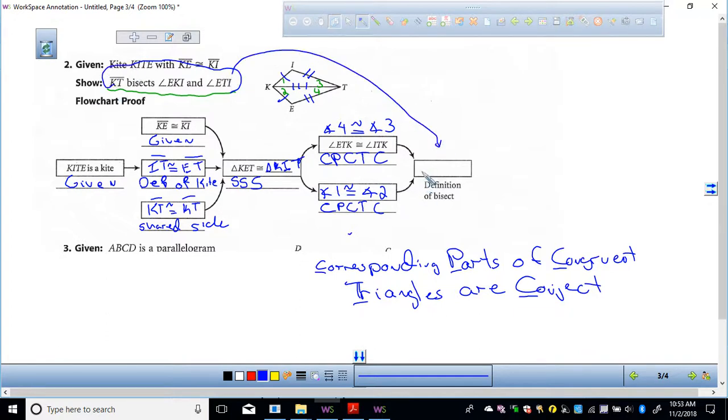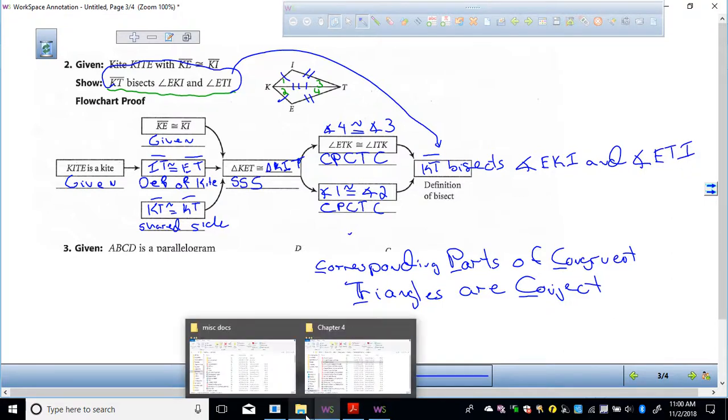So now I write that KT bisects angle EKI and angle ETI. You will have to go outside of the boxes in some cases. Okay, is that horrible? Yes. It's kind of horrible, but it's not as horrible as doing a paragraph proof, right?